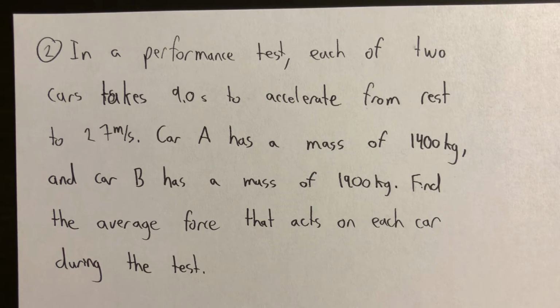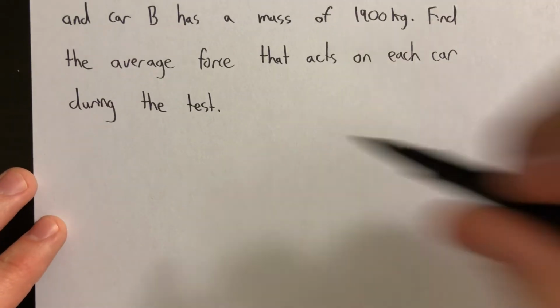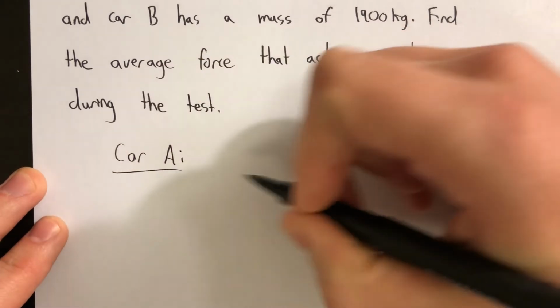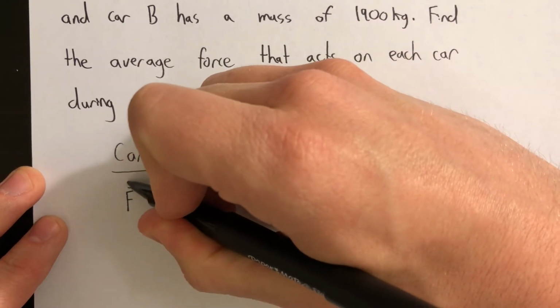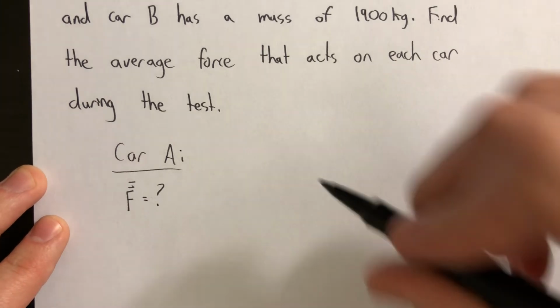There's a lot of information here, and I think a good way to start is by taking inventory, by separating all your information and figuring out what to do with it. So we have 2 different cars. We're trying to figure out the average force for each one. So let's start with that. We've got car A. We're trying to find average force for car A. Remember that little flat line on top means average.